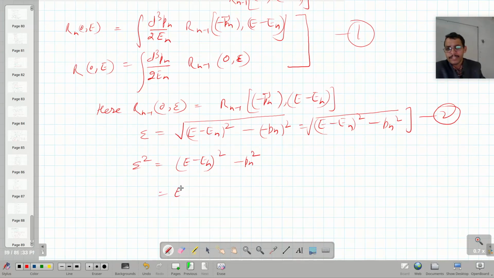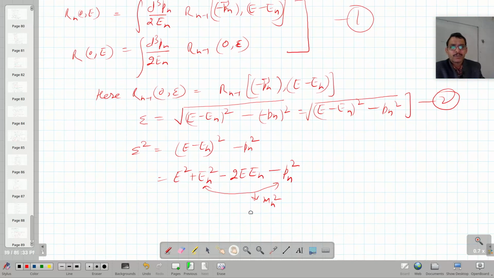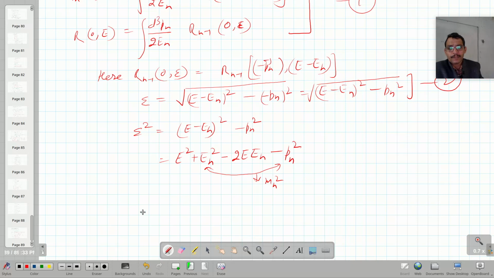It simplifies to E square plus E_n square minus 2E E_n minus p_n square, and the terms E_n square minus p_n square can be collectively written as M_n square. Therefore epsilon square can be written as E square plus M_n square minus 2E E_n. Let us call it equation number 3.